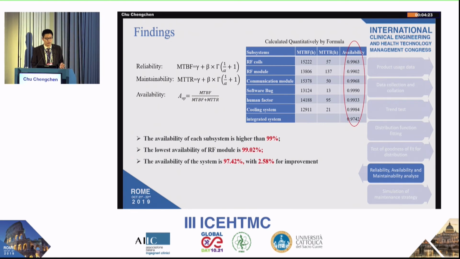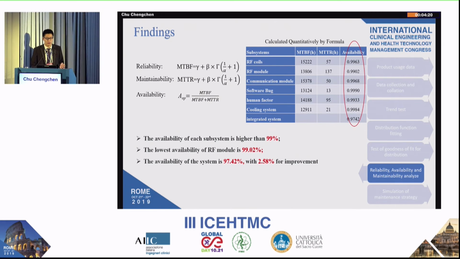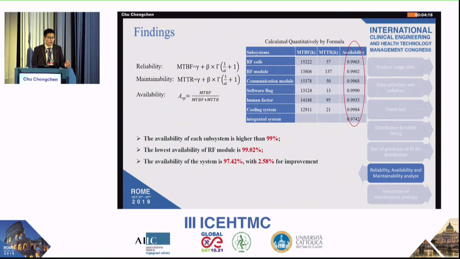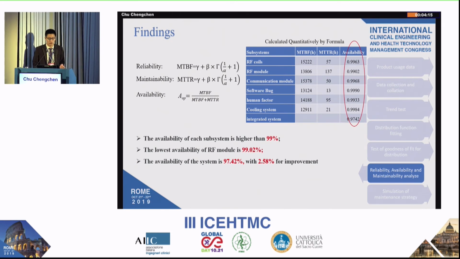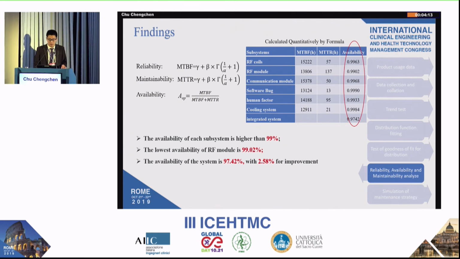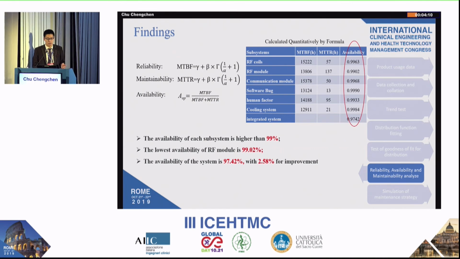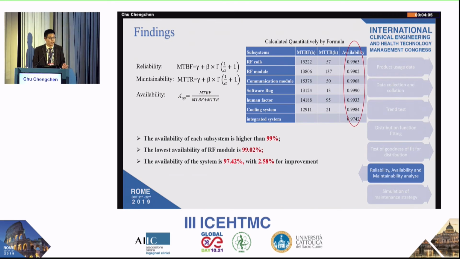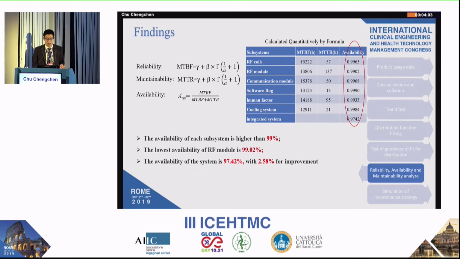The evaluation indices of reliability, maintainability, and availability can be calculated quantitatively by the formula. We can see from the table that the availability of each subsystem is higher than 99%, and the RF models have the lowest availability. And the availability of the integrated system has room to improve.